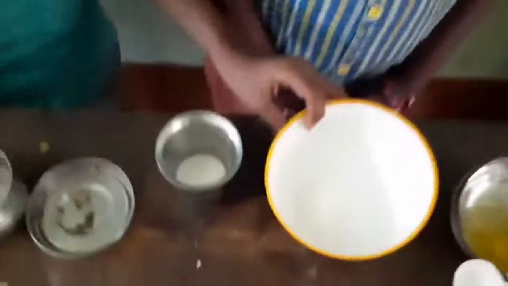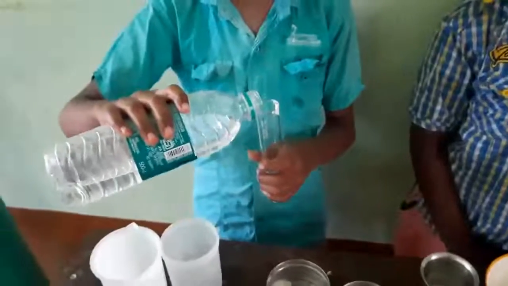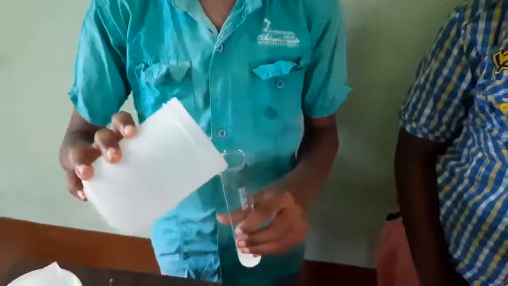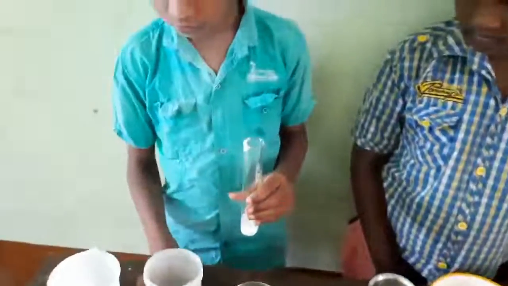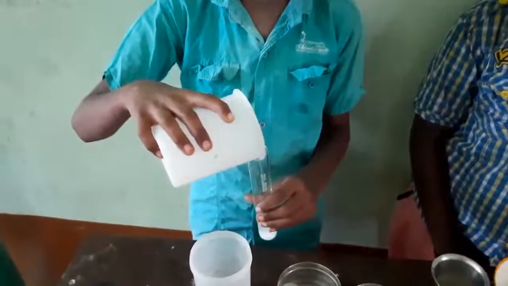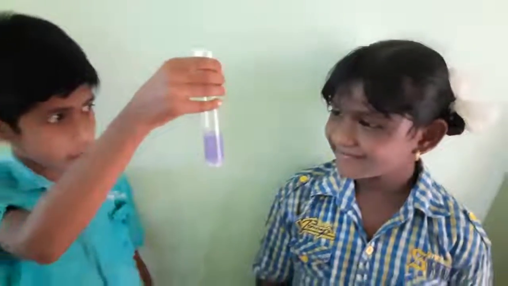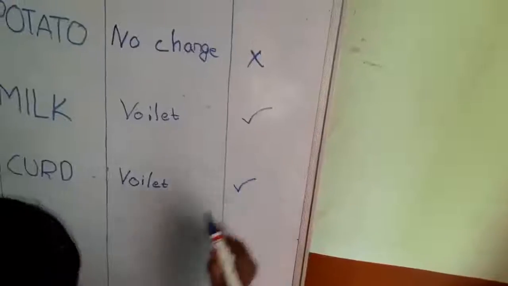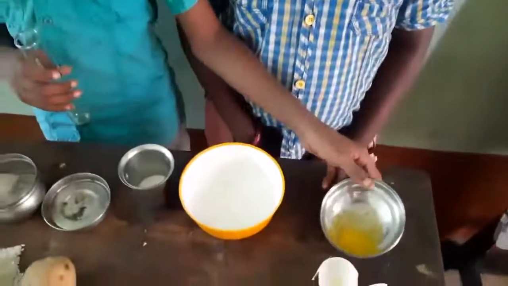Let us test whether the curd has protein or not. Add 2 drops of copper sulfate in the test tube. Is there any change in color? Yes. What is this color? Violet.